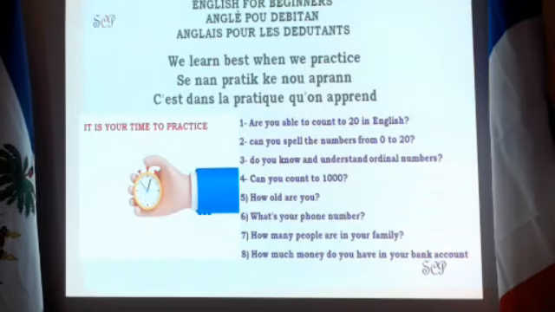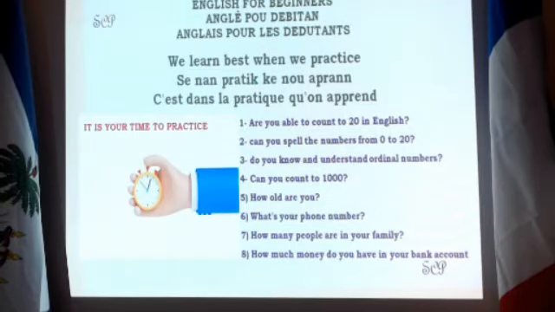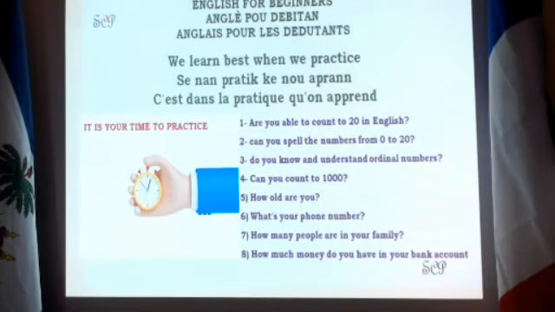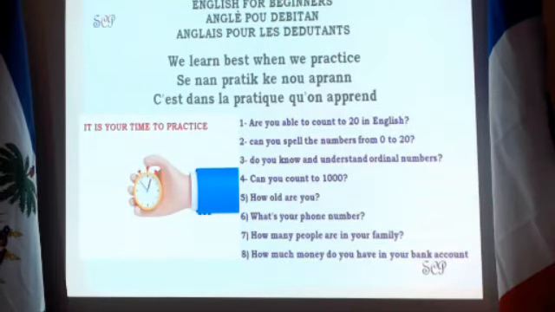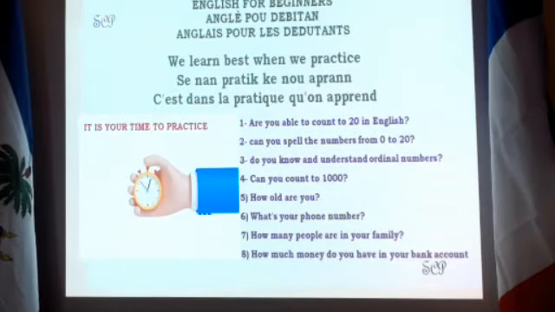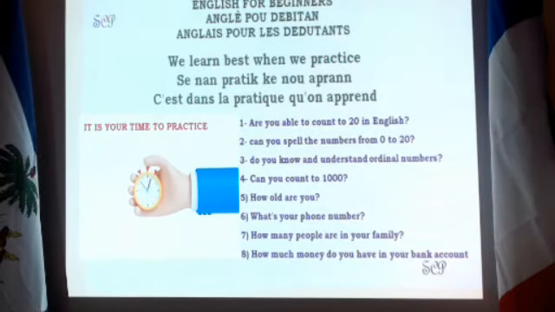Don't stop here. Continue moving forward. Are you able to count to 20 in English, in French, or in Creole? Can you spell the numbers from 0 to 10? Do you know and understand ordinal numbers? Can you count to 1,000?